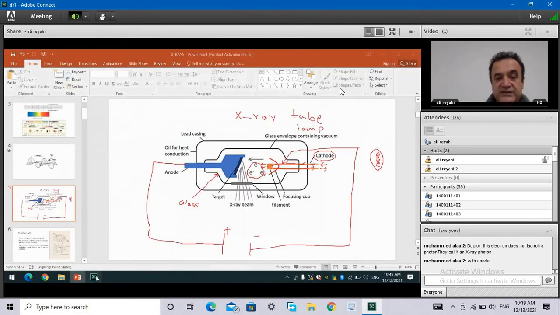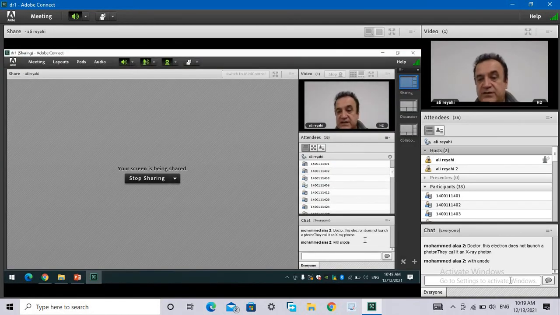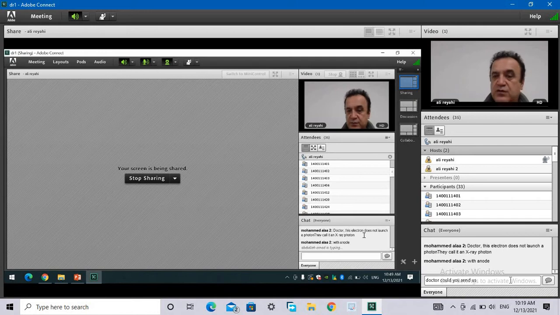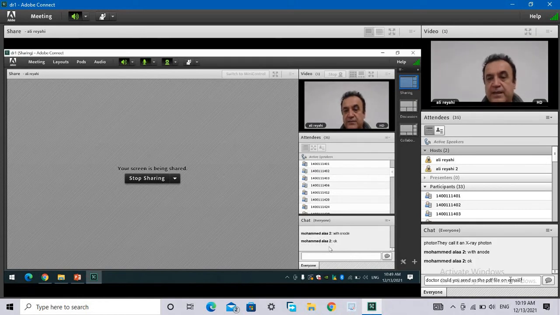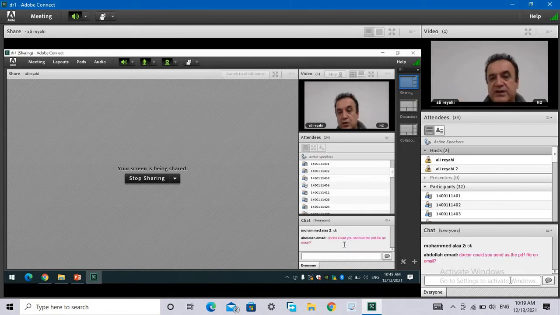Is there any question, students? Doctor, this electron does not launch a photon, they call it an X-ray. No. The photon, if you mean the X-ray photons, is produced when the electron is slowed down. Only this. There is no interaction between electron and photons. If you think my answer is okay, please let me know. Muhammad Ala.